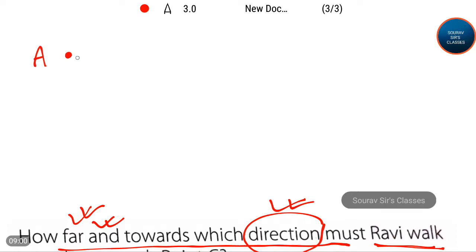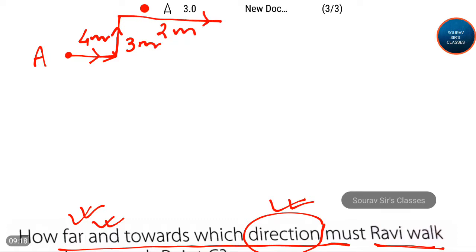Okay, I'll again draw the diagram. Here is point A, and here I'm only doing the movement diagram of Ravi. So this is 4 meters. In this side, it was 3 meters. Again, this was 2 meters. And this is the end point of Ravi. Now, C was in this direction. So we have to find out the distance and direction of BC.